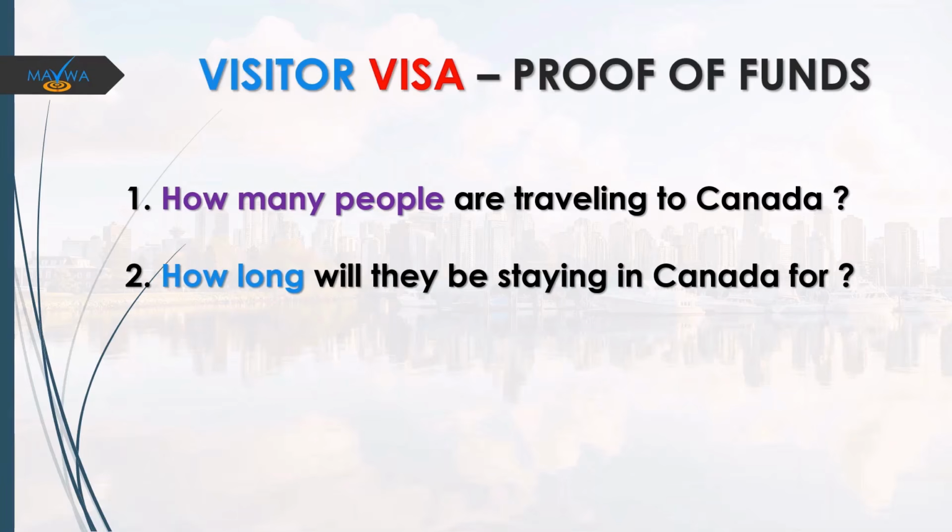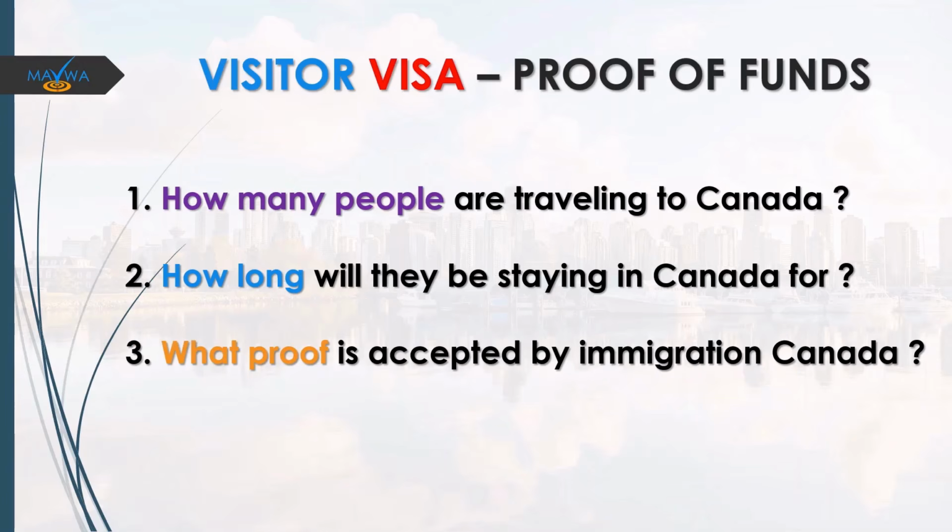Second question is how long will they be staying in Canada for? Here you need to think in terms of months. So if you're staying 2 weeks, that's going to be 1 month minimum. If you're staying 6 weeks, that's going to be 2 months, etc. Because what I'm going to show you later, when we talk about the low income cutoff, applies in terms of months and not weeks. Number 3 is what proof is accepted by Immigration Canada.